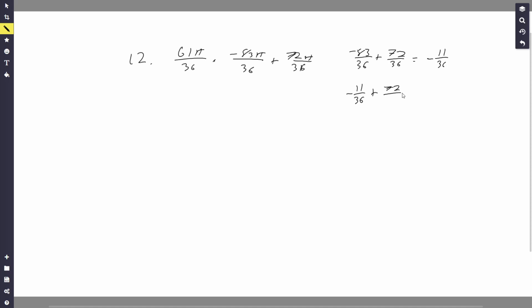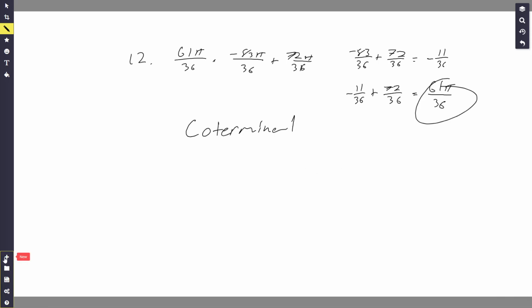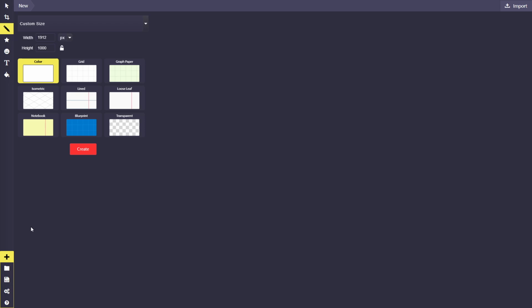That is going to equal 72 over 36. That is going to equal 61 pi over 36. So yes, they are coterminal. And then same thing for number 13, except with 360.